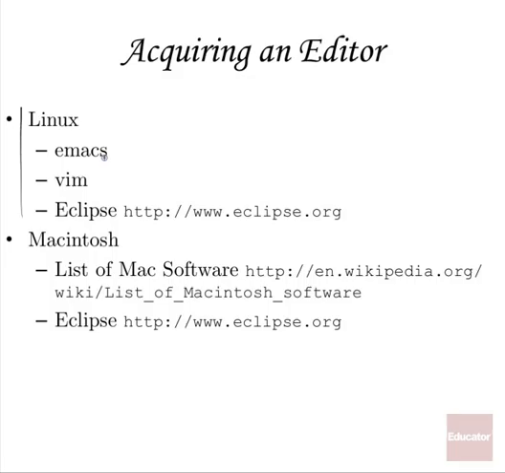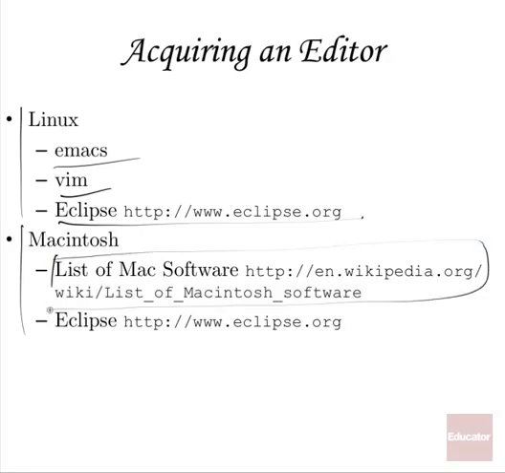So like I said, on Linux, Emacs is very typical. Vim is guaranteed to be on the system. You can get a Linux version of Eclipse and download it to your Linux machine. For Macintosh, there's a list of all kinds of wonderful software that has Apple's blessings. You can download it to your machine if you have a Macintosh. Or there is an Eclipse version for the Macintosh. You can get that.